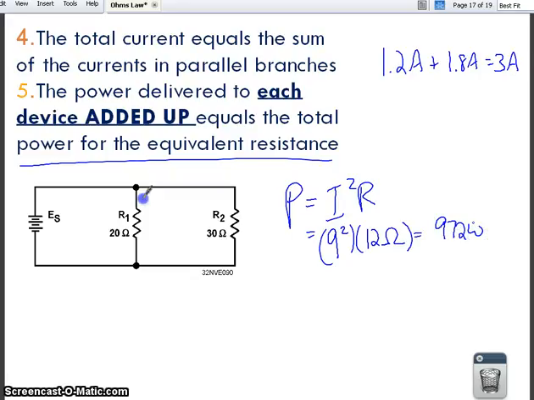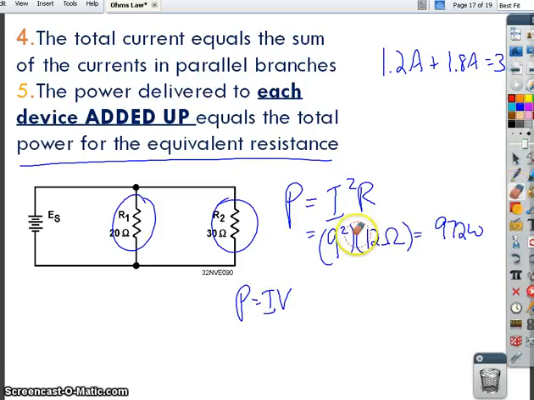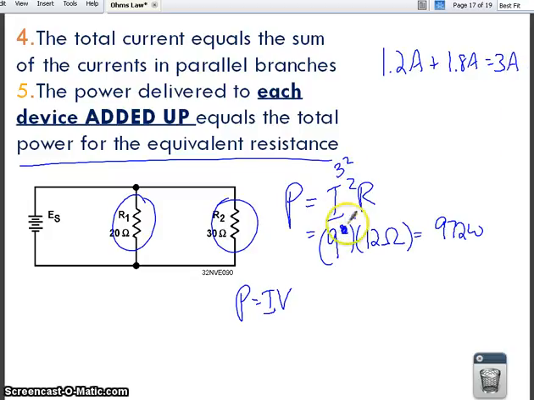Now, if I did it for each resistor right here, why don't we do P equals I times V? I times V. Hold on, before I move on, I made a big mistake right here. I squared, I is 3 squared, and so my total is 9. I did 9 squared on accident. So 9 times 12 is not 972. 9 times 12 is 108. That's a big difference. Sorry about that.